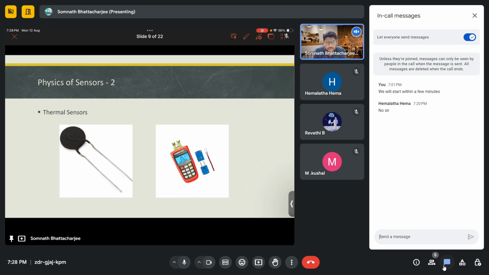Any examples of thermal sensors will work. Maybe in daily life, or something unique. Any idea? Other than the thermometer or thermistors in AC or something like that.